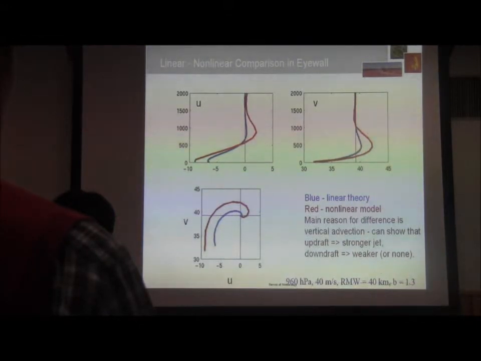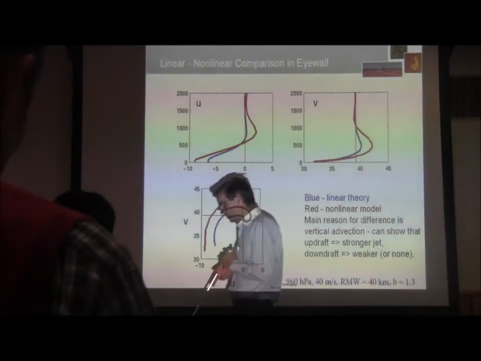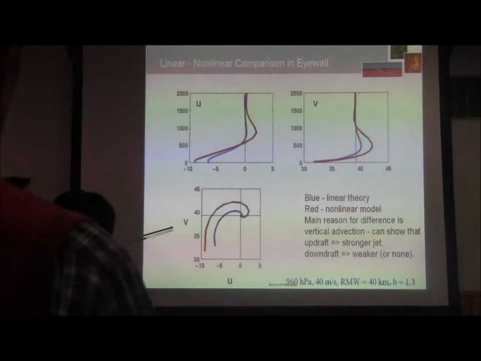If we plot just profiles near the radius of maximum winds, the blue is linear, the red is non-linear, and you can see that in both cases we've got something that looks rather like an Ekman spiral. It doesn't go back to 0, 0 because of the semi-slip condition. In the non-linear model, the spiral tends to be wider, and you're seeing stronger supergradient flow than you are in the linear model.